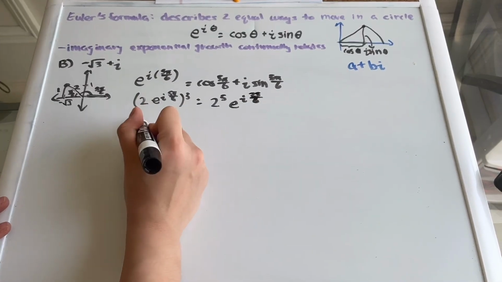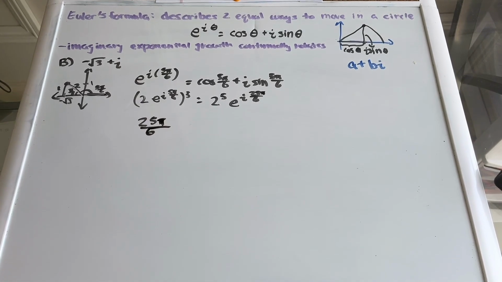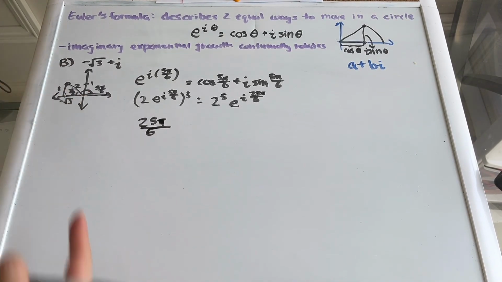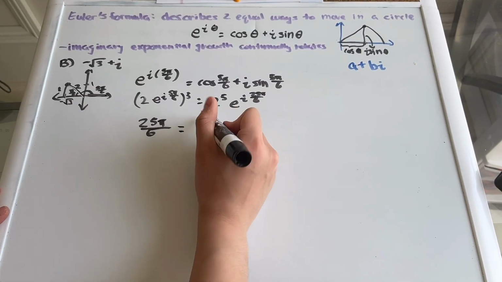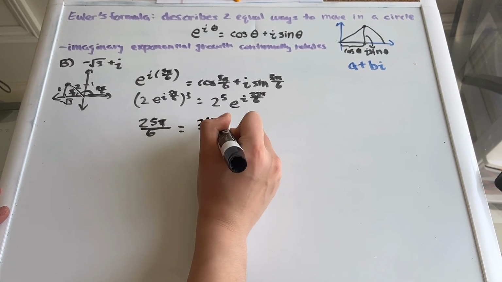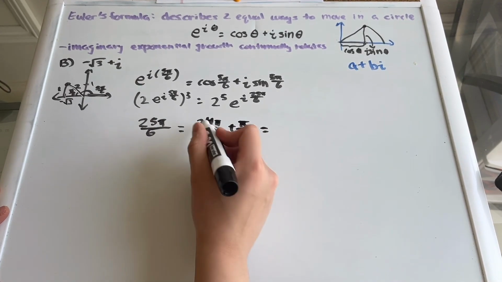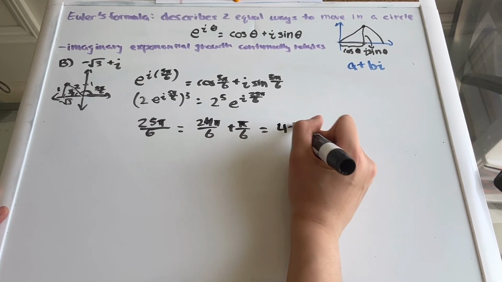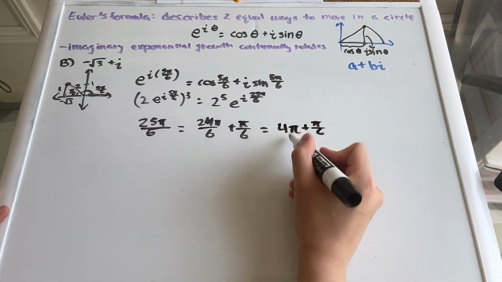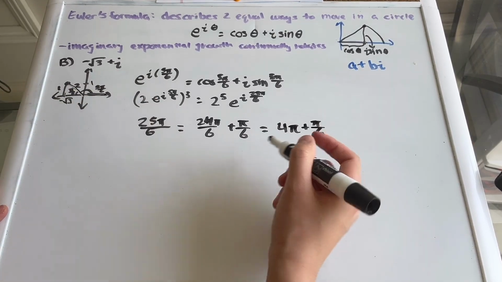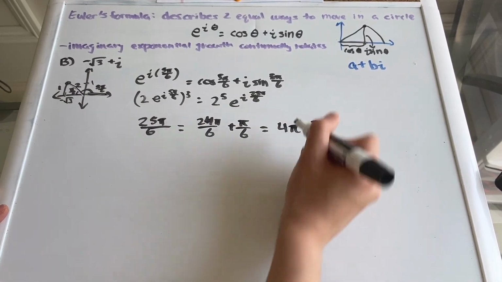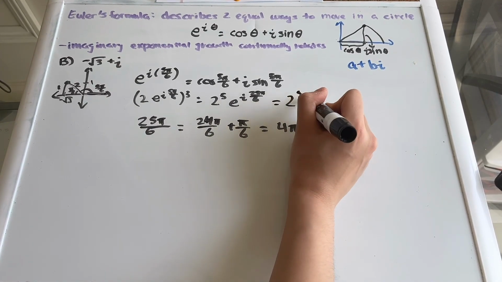Now, 25 pi over 6. Remember, when we are in a circle, one rotation is going to be 2 pi. So if you add 2 pi to anything, it is going to be the same angle. It is just another rotation. So this can be simplified down to 24 pi over 6 plus pi over 6. 24 pi over 6 is 4 pi, and then plus pi over 6. So this basically means that you rotated it twice before going pi over 6 places. So technically, we can simplify this angle to pi over 6, since these are equal.